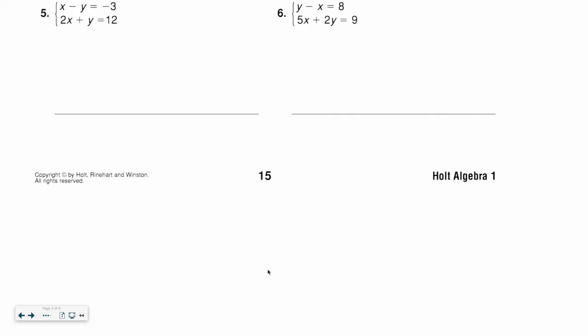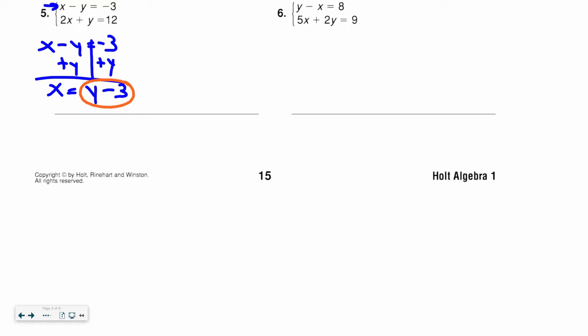So step 1 is to get a variable alone, so get a y equals or an x equals. So what I'm going to do is take this top equation, x minus y equals negative 3. If I add y on both sides, I get x equals y minus 3. The reason I do that is now I can take this y minus 3 and plug it in for that x right there.